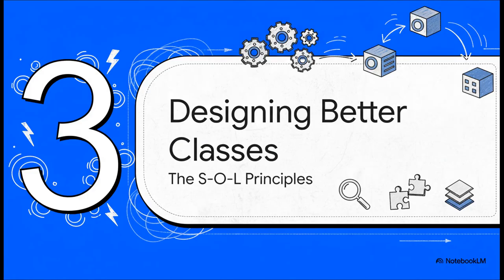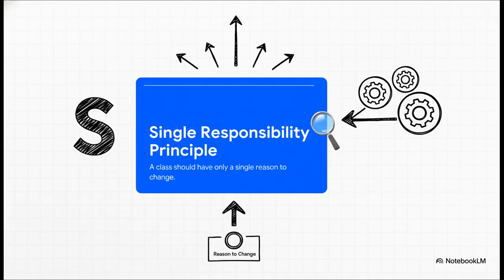We're going to start with the first 3 principles: S, O, and L. These are really all about how we design our individual classes to be way more robust and focused. First up, we've got S for the single responsibility principle. The definition sounds simple, but it is so powerful. A class should have only one reason to change. Now, this doesn't mean a class can only do one thing. It means that all the things it does should serve a single overarching responsibility.